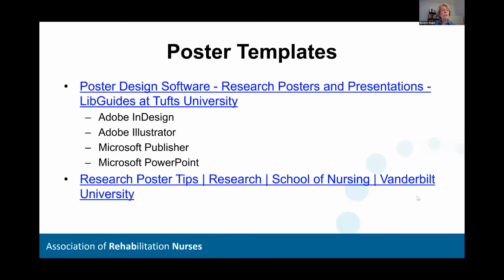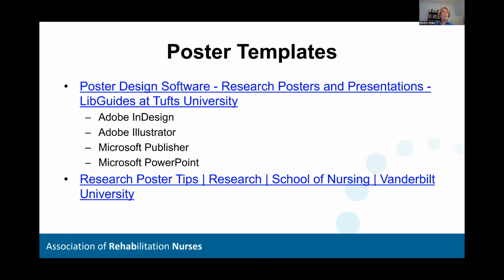Now, what we're going to do now is I'm going to take you onto the internet, and hopefully it works. But these are for poster templates. Now, I want to disclose for sure, I have no relationship with Tufts University or with Vanderbilt. You can go to any university. In fact, if you're affiliated with a university, go to their library. I bet you they have some kind of support for producing, graphically designing posters, printing, what have you. So that's a good way to do it.